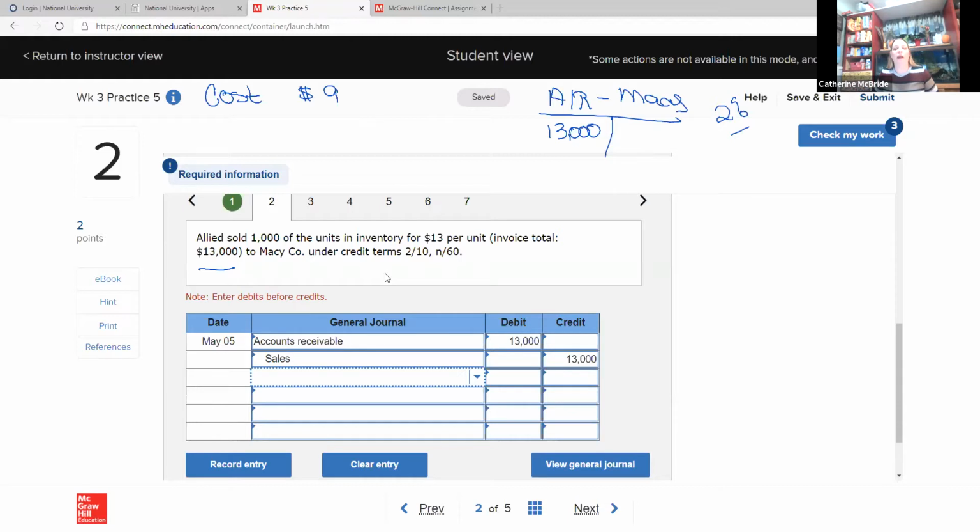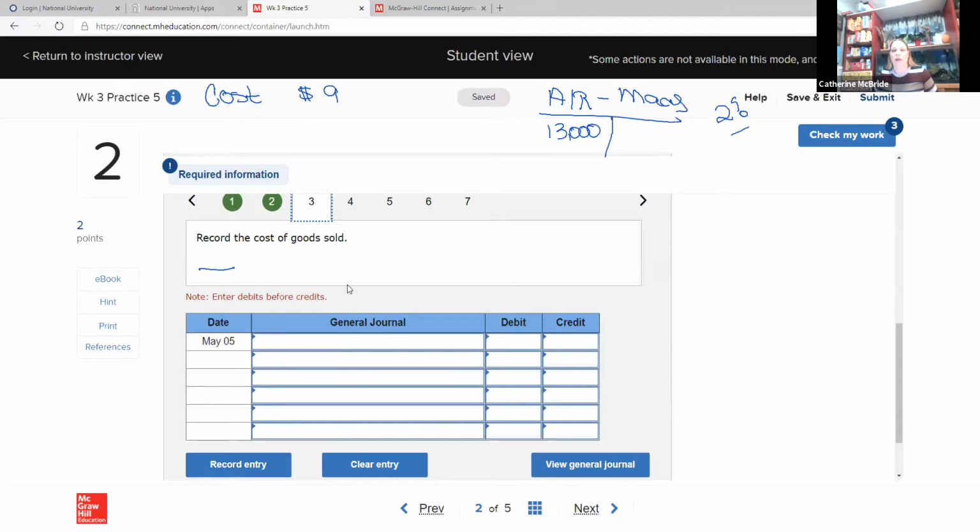Okay, now the next part is our second entry. Whenever you're using perpetual, when you have a sale, you have two entries that you make. One of them is to record the sale. The other one is to reduce the inventory and record cost of goods sold. So we're going to record cost of sales and reduce inventory. But we have to do this at cost.